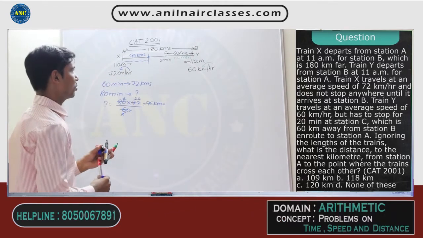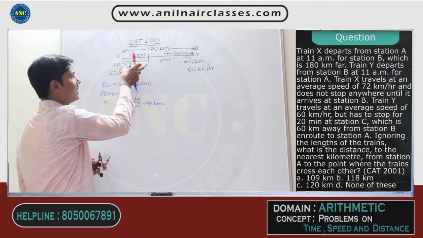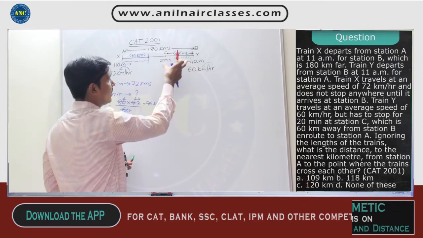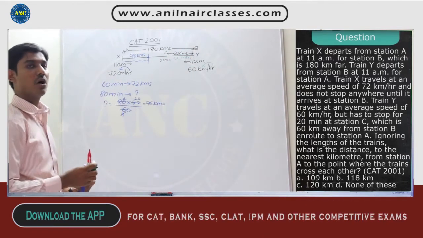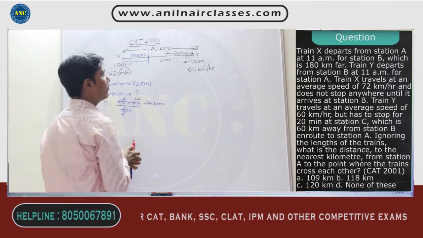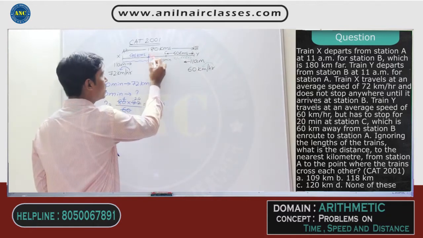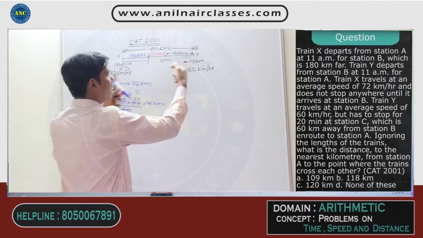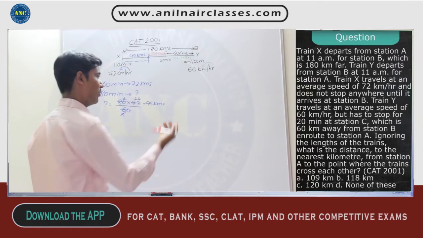Now continue the question, sir. Out of total 180 kilometers, 96 is covered by train X, and how much is covered here? 60 kilometers is covered by train Y. That means out of 180 kilometers, 96 plus 60, 156 kilometers is already covered by both the trains. Remaining 24 kilometers need to be covered by both the trains, and they are traveling in the opposite direction. Right? Remaining 24 need to be covered. Same logic.